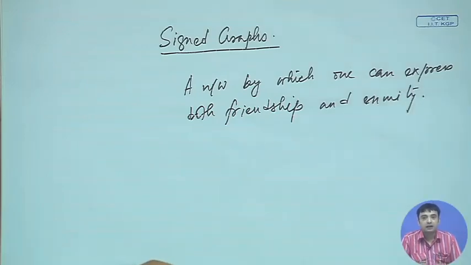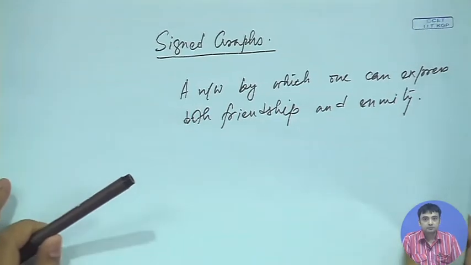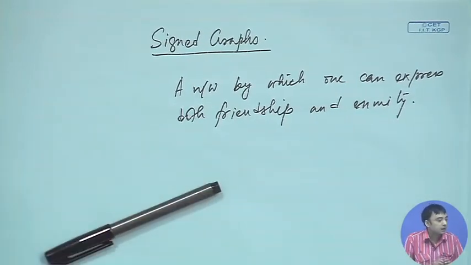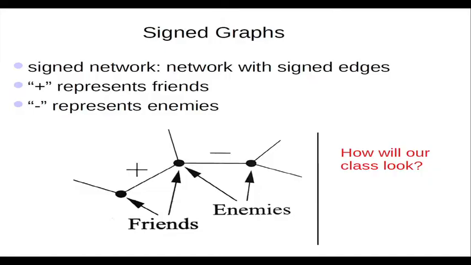Some of the examples are the one that we have given here in the slides. Look at this graph. A plus sign on an edge of this network would indicate friendship, whereas a minus sign would indicate enmity. If two nodes are connected by an edge which has a plus sign, then it is a friendship relationship between these two nodes. However, if two nodes are connected by a negative edge, then this relationship is an enmity relationship.